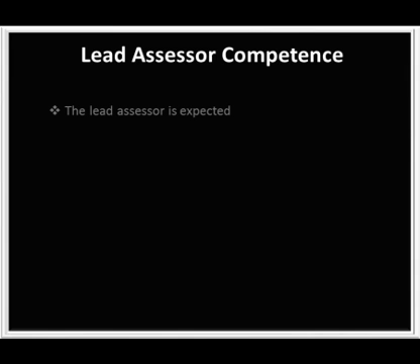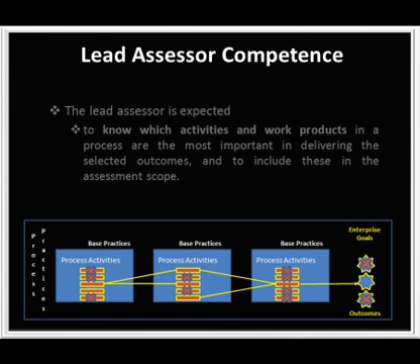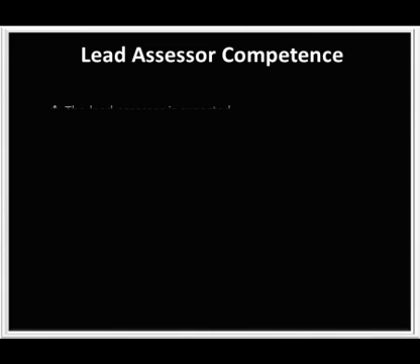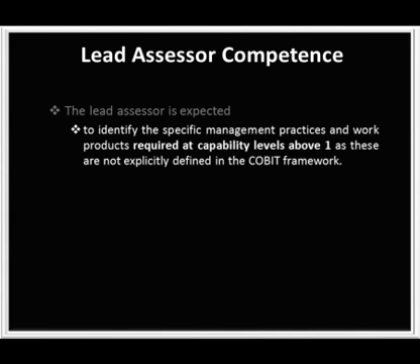The lead assessor is expected to know which activities and work products in a process are the most important in delivering the selected outcomes, and to include these in the assessment scope. Whilst there might be a number of process outcomes, they may not all be required. Similarly, there may be a number of process activities described in a process, but not all process activities are going to be required for the selected outcomes. The lead assessor must be able to identify the process instance necessary to deliver the selected outcome. The lead assessor is expected to identify the specific management practices and work products required at capability levels above 1 as these are not explicitly defined in the COBIT framework.